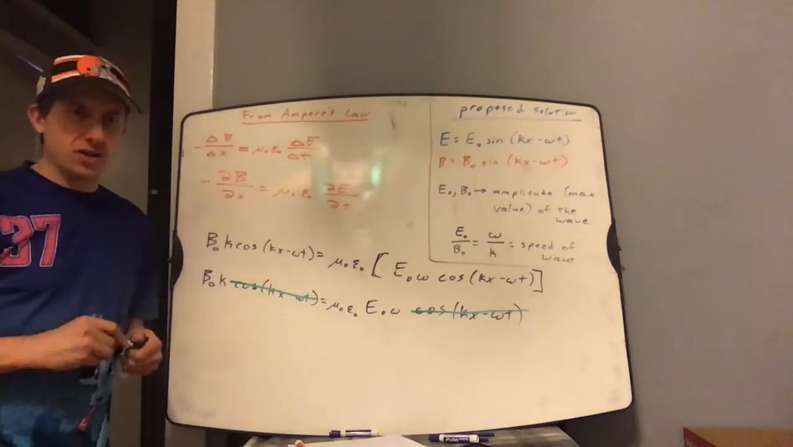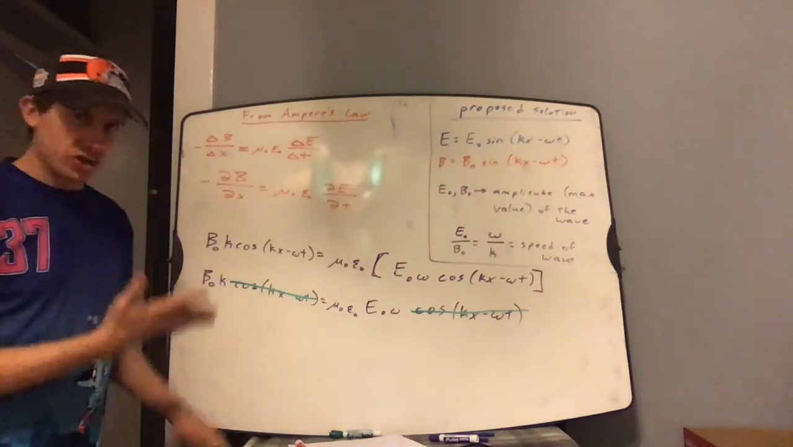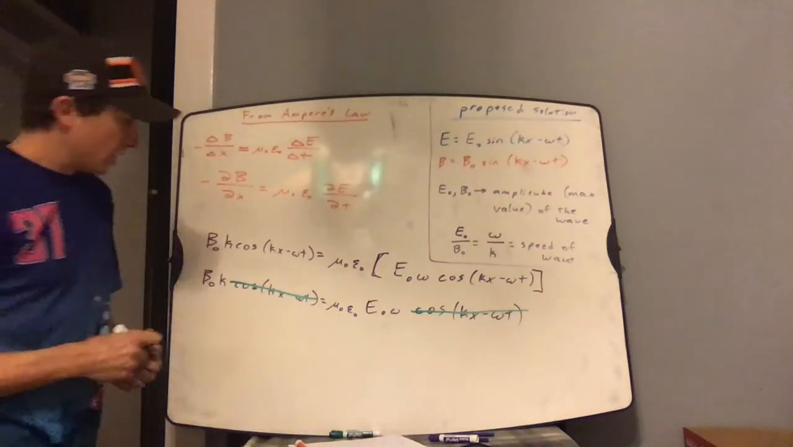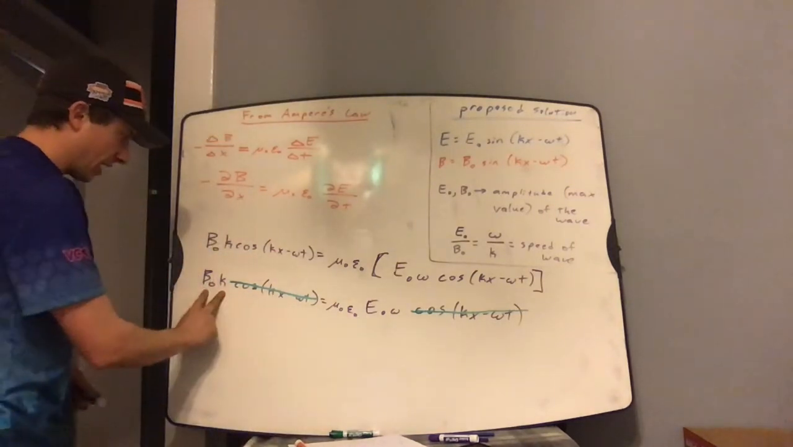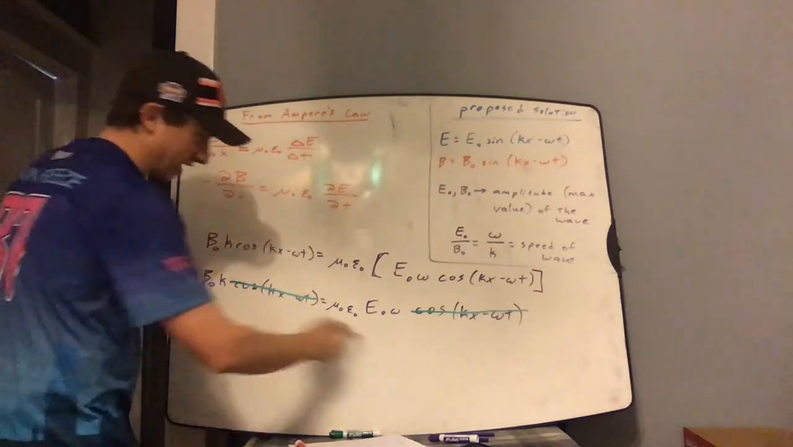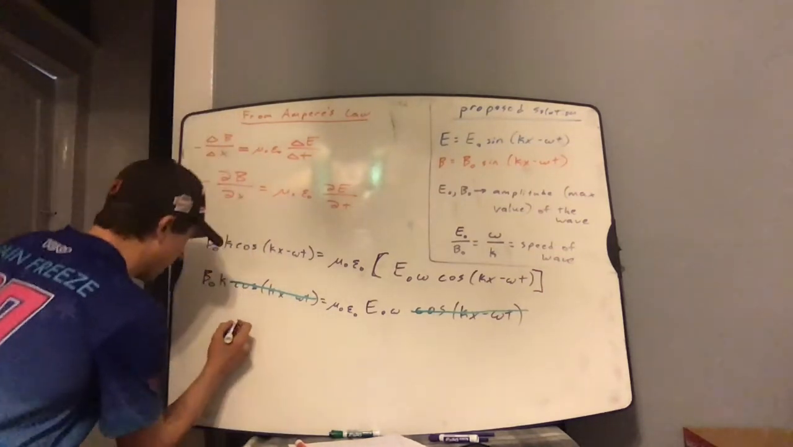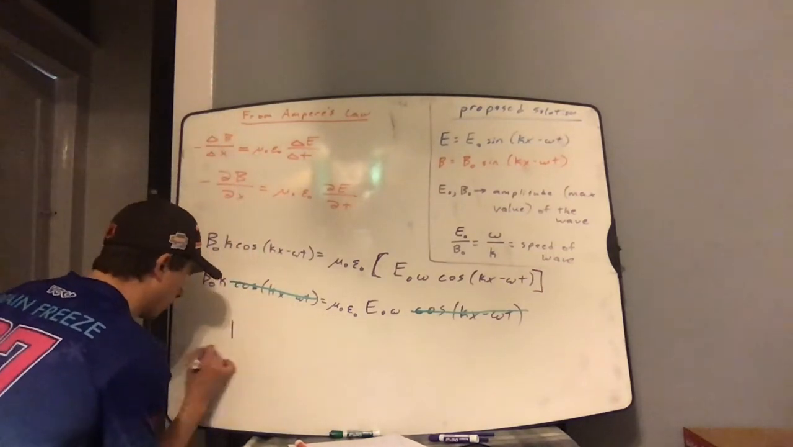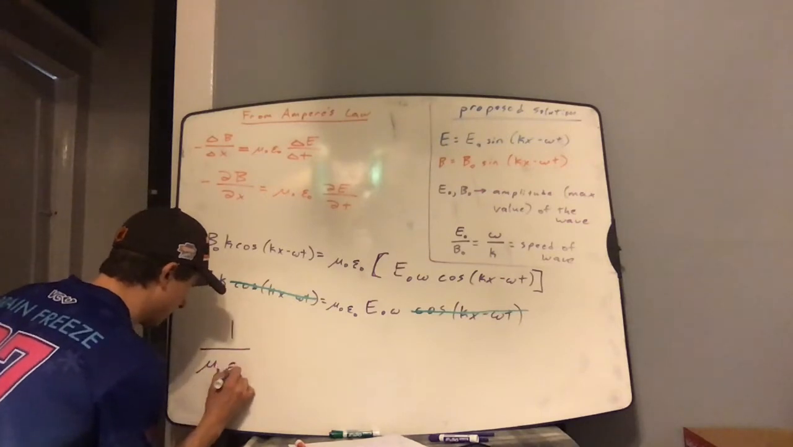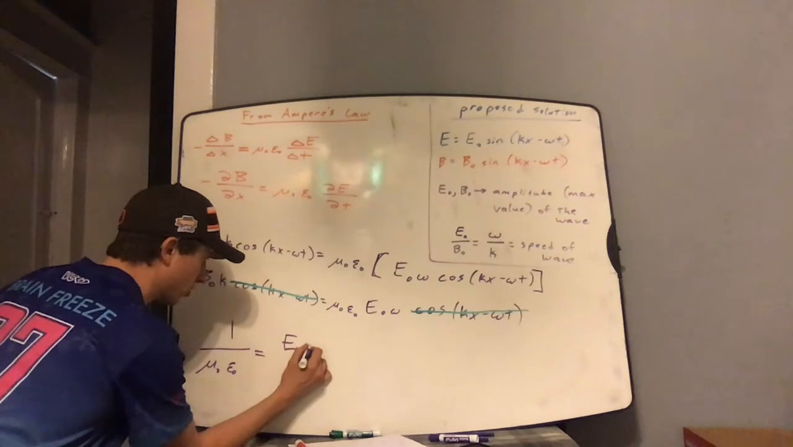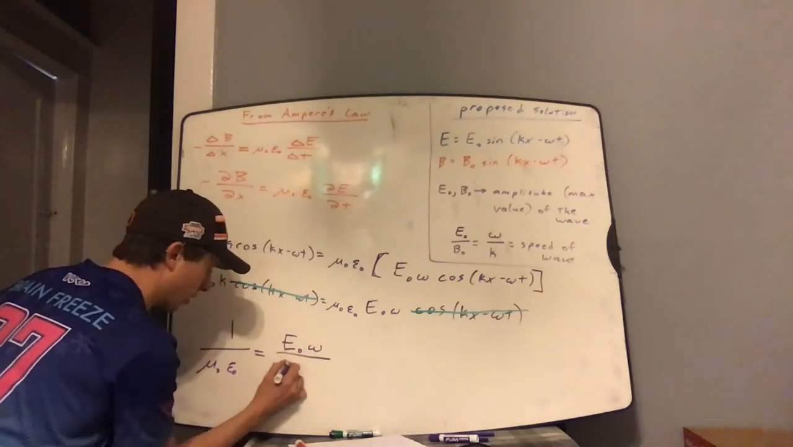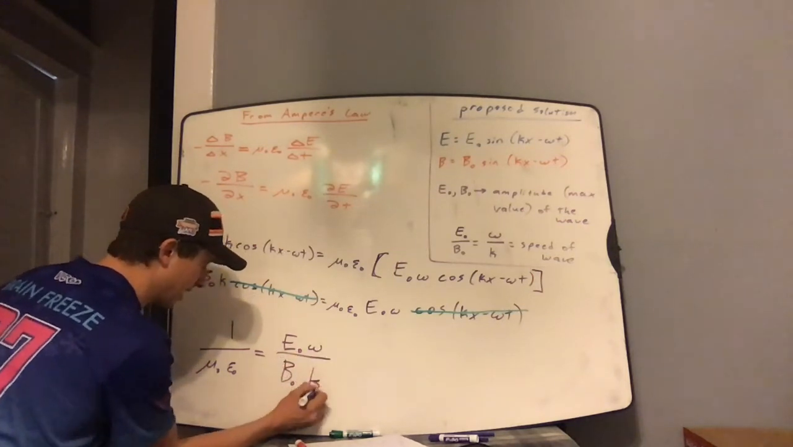And I'm going to choose to arrange this in a specific way. So I will choose to bring mu naught epsilon naught to the other side, and I'll bring B naught times k to that side. So what I get is 1 over mu naught epsilon naught is equal to E naught omega over B naught times k.